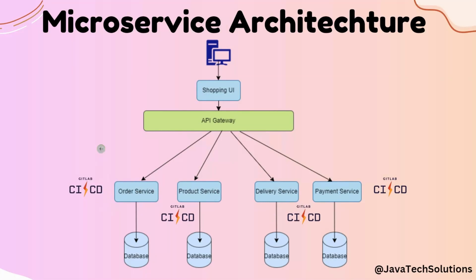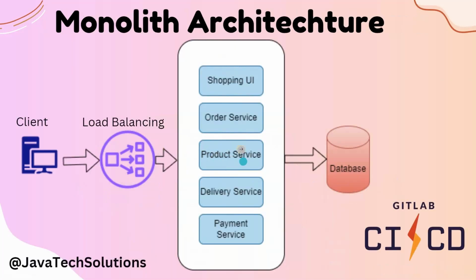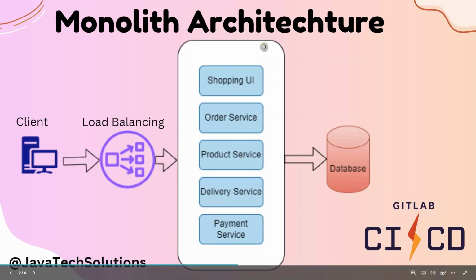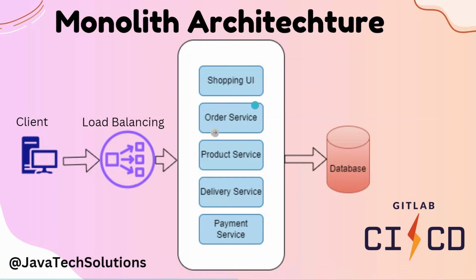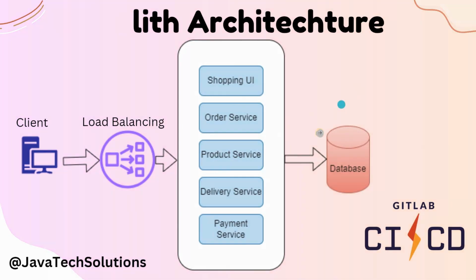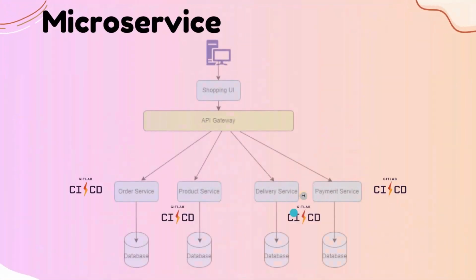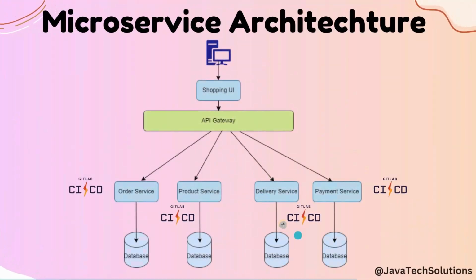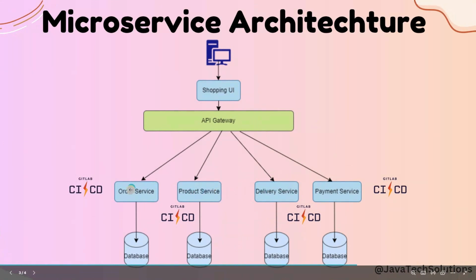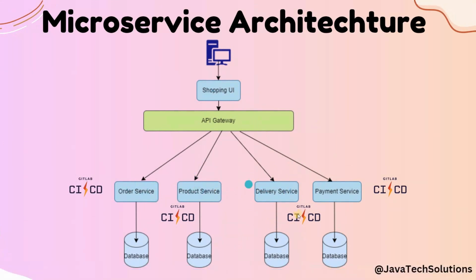But in the monolith architecture, suppose we have some issue in the product service, it will break the overall application, right? So this is also a problem of the monolith architecture. But in microservices, if only the delivery service is down, the other services will be up and there is no impact, only this service is affected. So we can check the issue and fix it easily, right? This is another advantage of microservices.